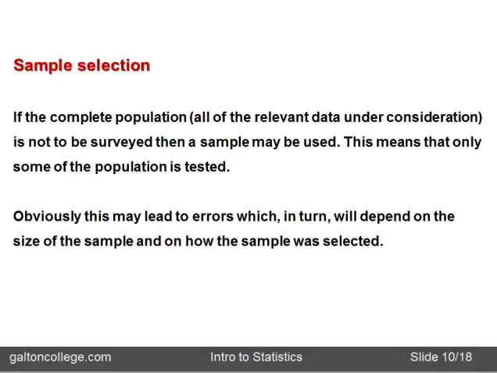Now, the sample selection. Well, the idea here is we can't do the whole population because it may be too expensive, or it may not be possible to do the whole population. So what we do is we take a sample, a small number, and hope that that number is representative of the population. So if you work out the average for the small number, the population, we hope, will have the same average.